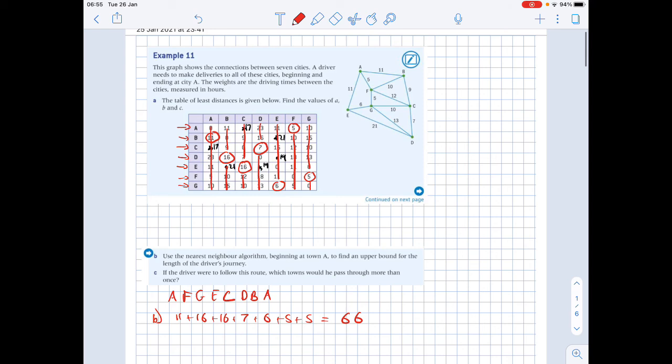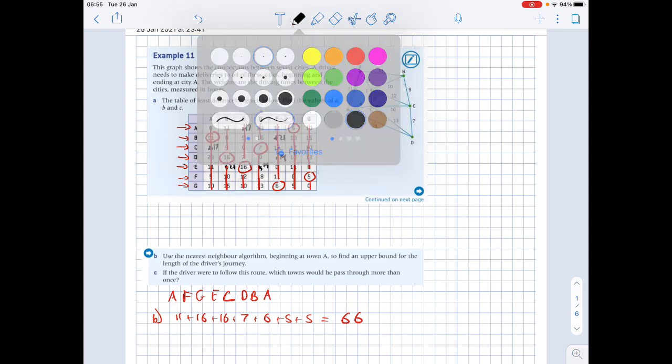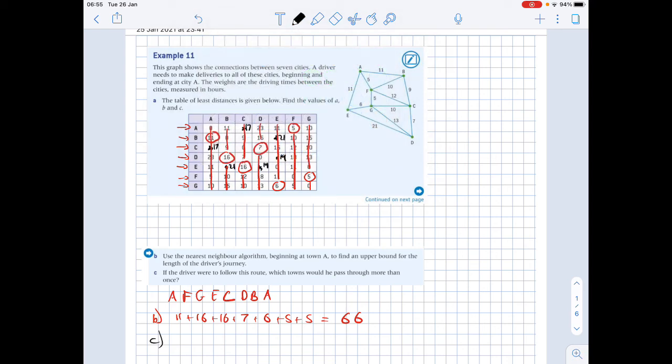Now in part C, we're asked, what's the actual route there? Because remember, this is a table of least distances. So some of those values, when we go between them, are not direct. All we want to do is follow through the route and see where it actually takes us. So A to F, we can do directly. F to G, the nearest route is direct as well. G to E, you go directly again.